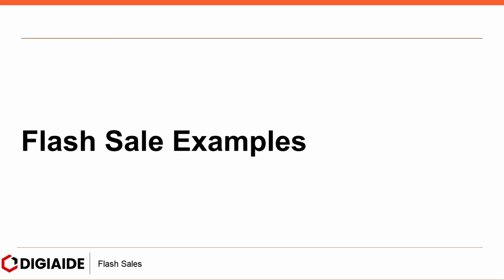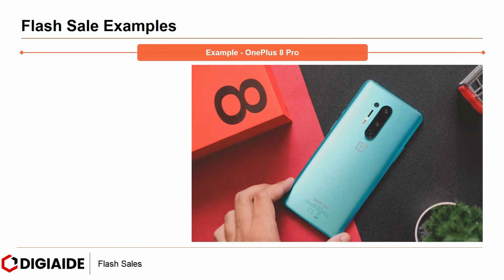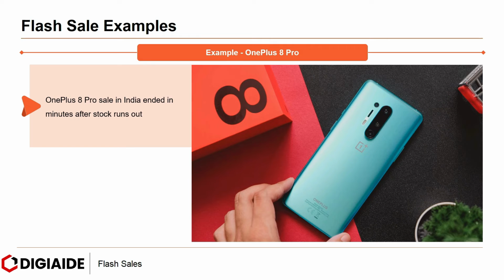Moving on to flash sale examples. First, the OnePlus 8 Pro. The 1+8 Pro sale in India ended in minutes after stock ran out. On June 20, 2020, the 1+8 Pro sold out within minutes.